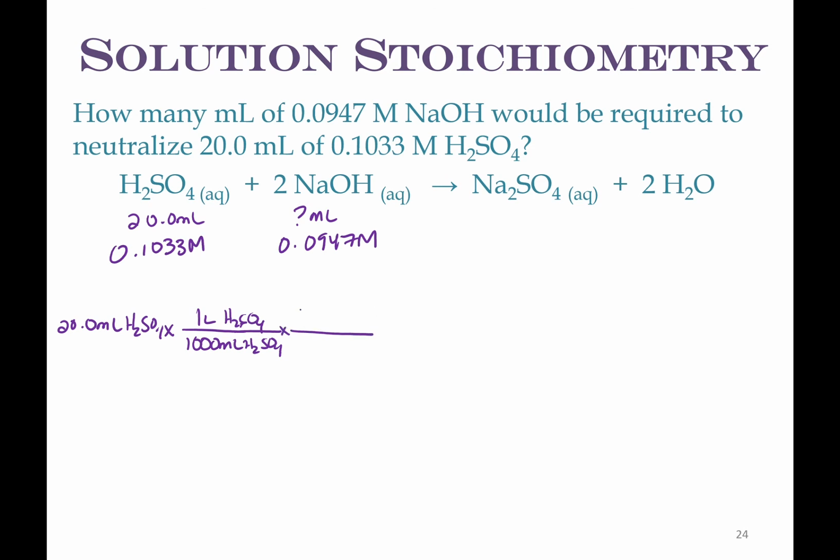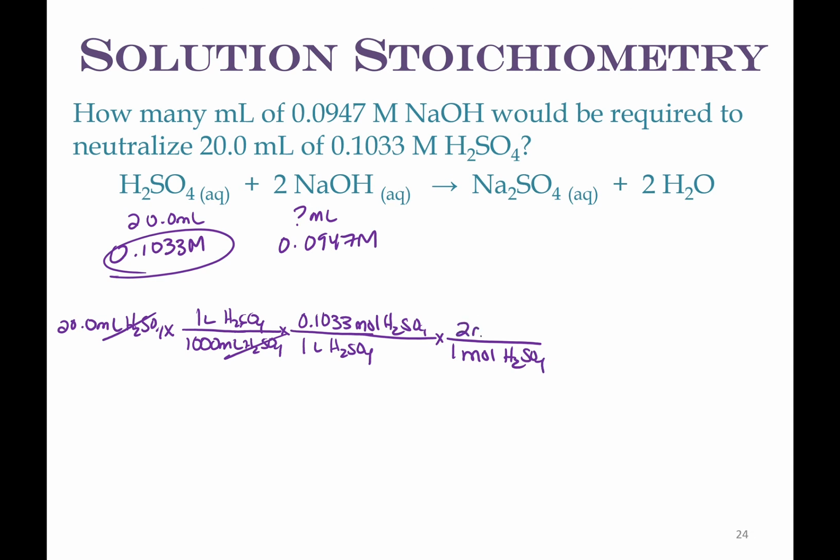Now we're going to go to moles. So this is just a unit conversion. So for every 1 liter of H2SO4, this molarity tells me I have 0.1033 moles of sulfuric acid. For every 1 mole of H2SO4, I have 2 moles of sodium hydroxide.